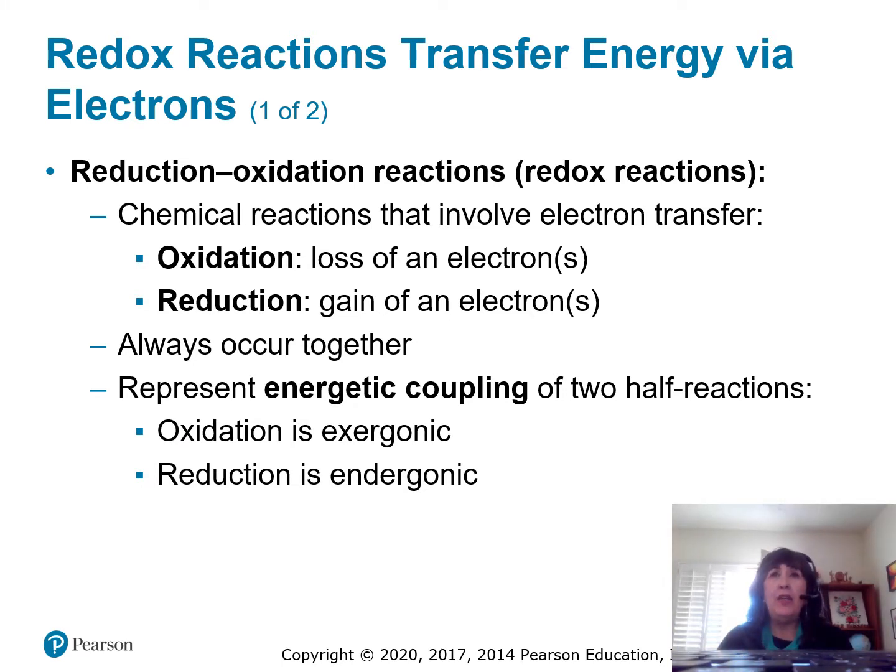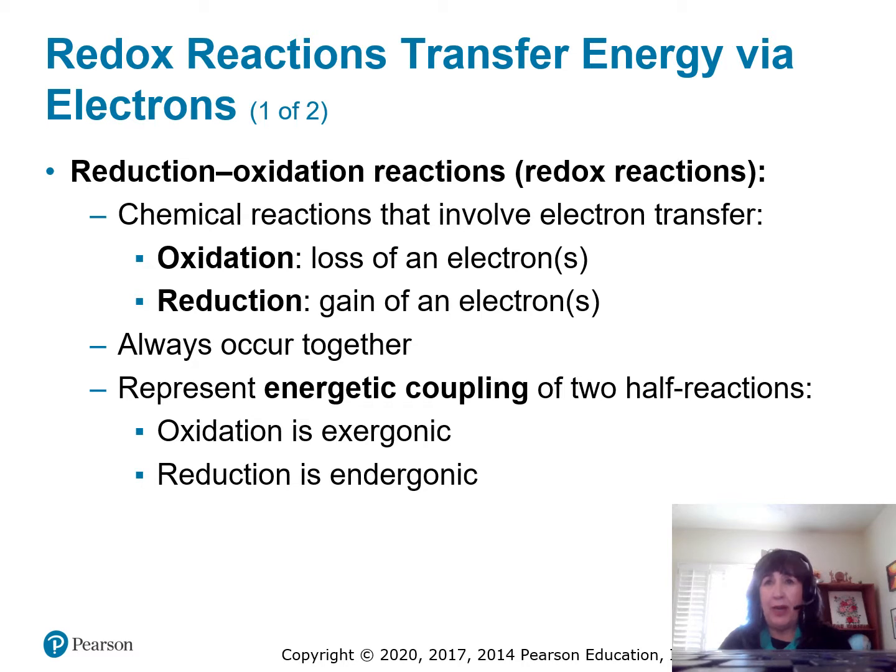Another thing that we need to know when we're talking about transfer of energy, as we saw in energetic coupling, is oxidation and reduction. Oxidation is a loss of electrons. Reduction is a gain in electrons. And so there's this movement of electrons that is happening in energetic coupling. In other words, one way for energy to move is that it moves with electrons.